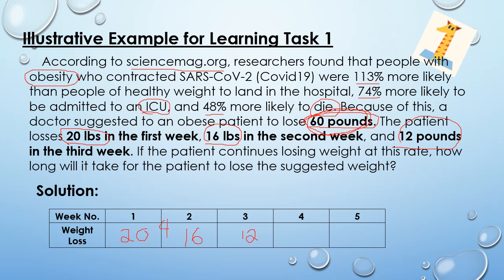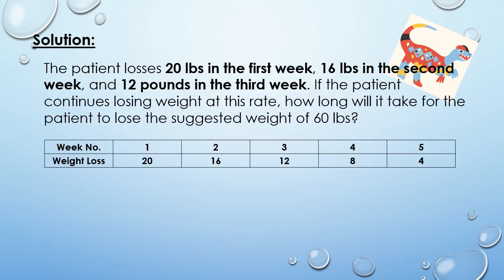4 pounds bawat linggo. So, 20 minus 4 is 16. 16 minus 4 is 12. So, therefore, 12 minus 4 is 8. At 8 minus 4 is 4. Okay, so now we have first week is 20 pounds. Second week is 16. Third week is 12 pounds. Fourth week is 8. And fifth week is 4.